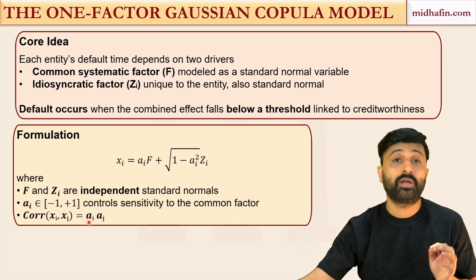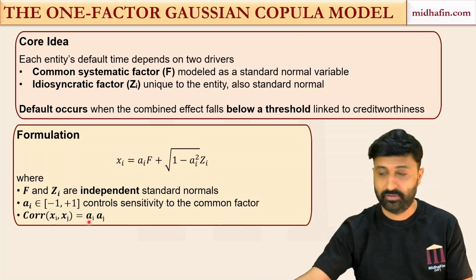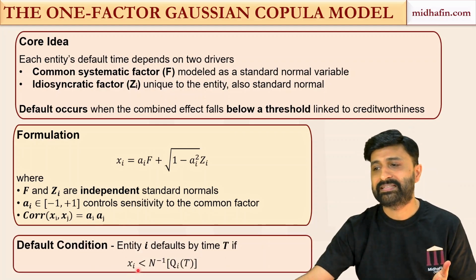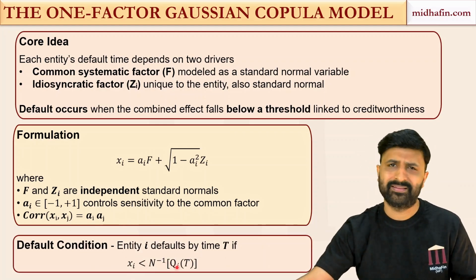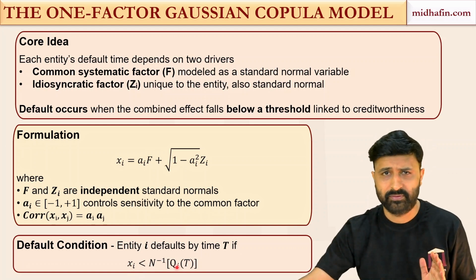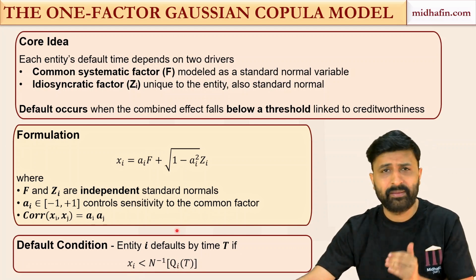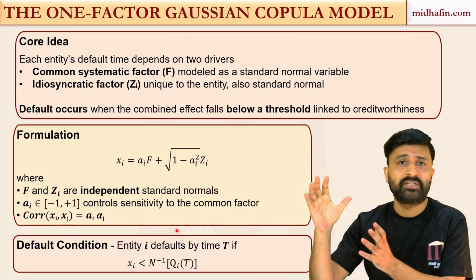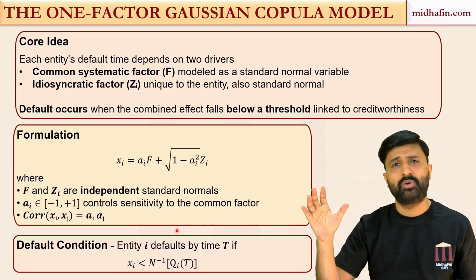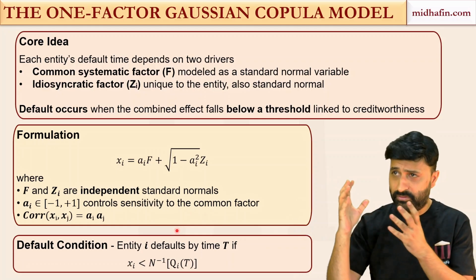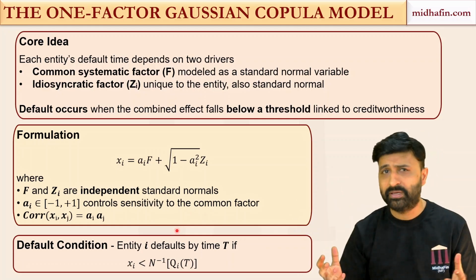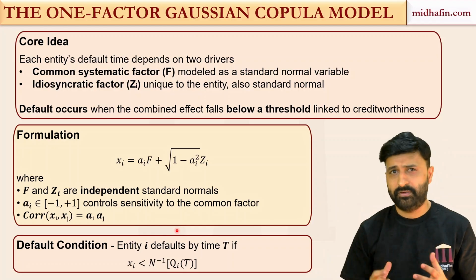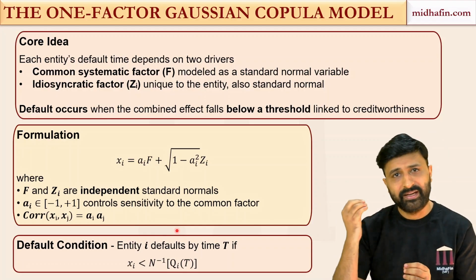Now, what about the default condition? Entity i defaults by time t if Xi is less than N inverse of Qi(t), the same thing that we discussed in the previous slide. So that is the whole idea behind the one factor Gaussian copula model. You have a threshold, then you have the core idea, then you have a compact formula which gives you a very clean and scalable way to model correlated defaults.